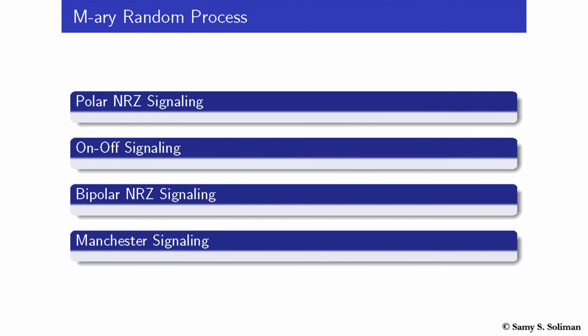So you can try using this generic approach to calculate again the autocorrelation and power spectral density of polar non-return to zero signaling, for on-off signaling, or this is another name for the unipolar non-return to zero signaling, for bipolar non-return to zero signaling, and for Manchester signaling.